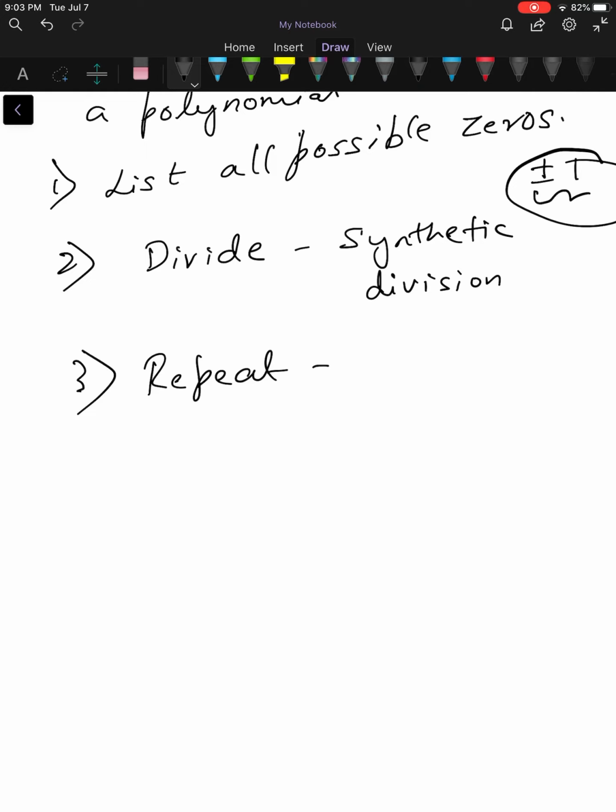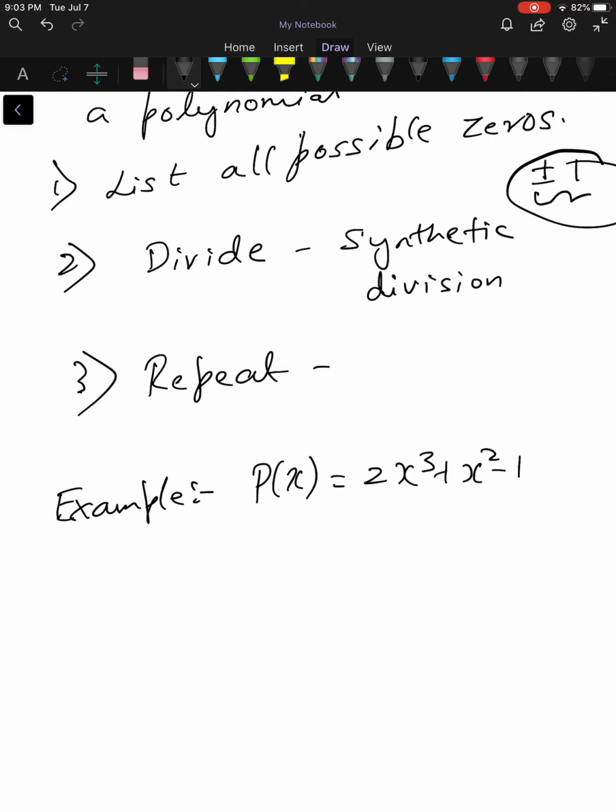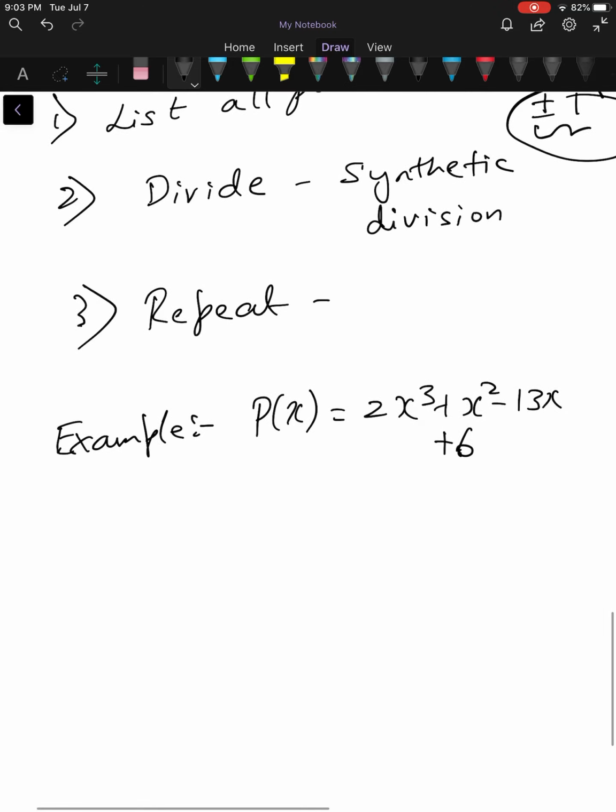This is an example problem that I'm going to do and explain. So if p of x is equal to 2x cubed plus x squared minus 13x plus 6, now we have to find all its zeros, and you have to write the polynomial in factored form.